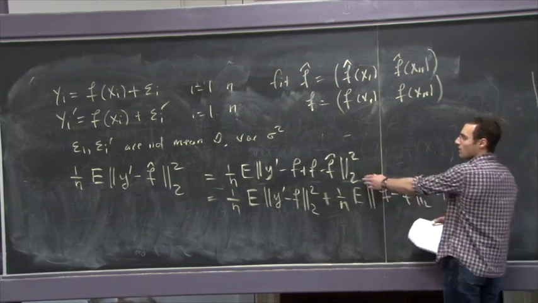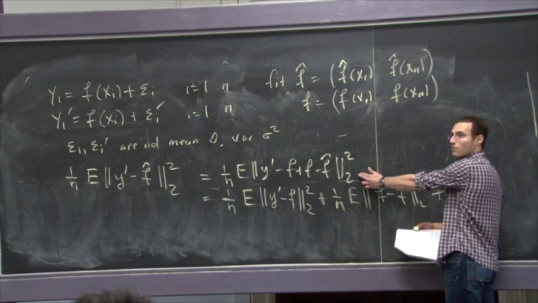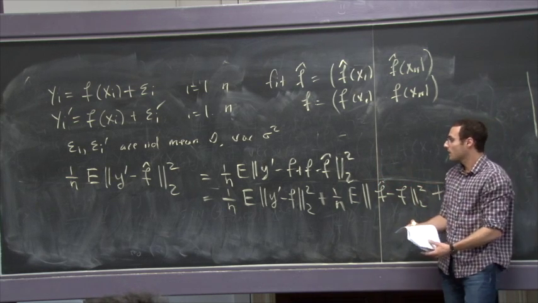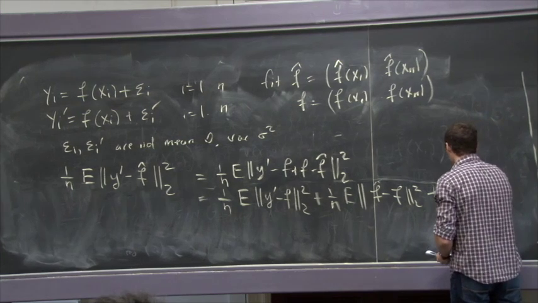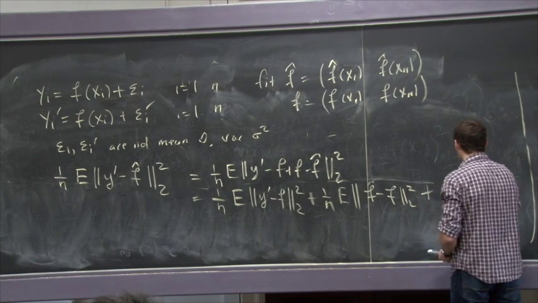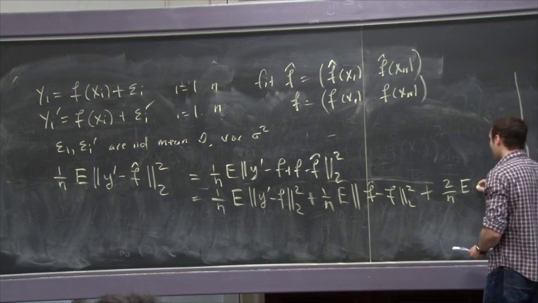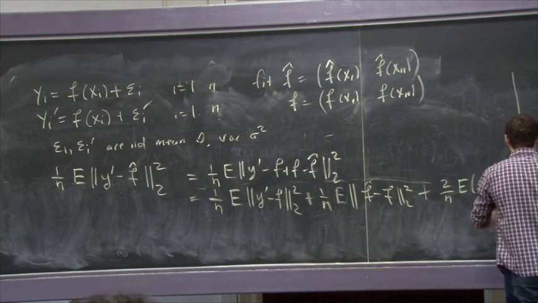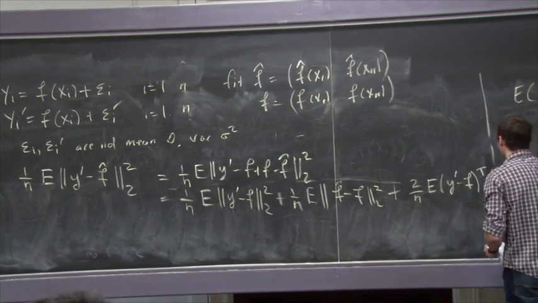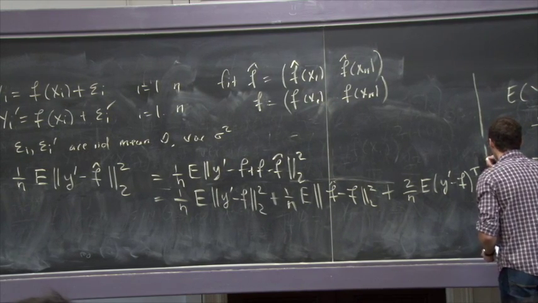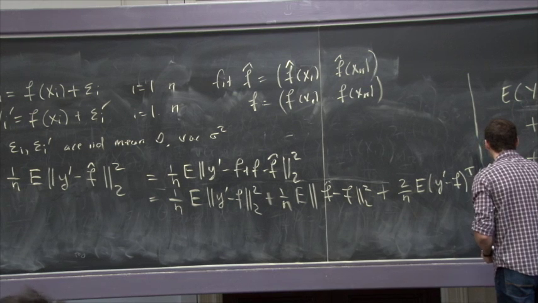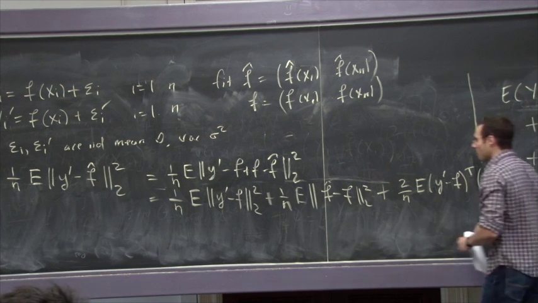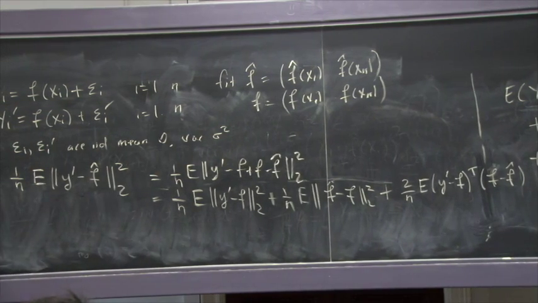By the way, do people know what this notation means? This is just the L2 norm of a vector, right? So it's the sum of the squared components. This is exactly what I had before, just treating everything as vectors. So what does the cross term look like here? It looks like 2 over n times the expectation of y prime minus f transpose f minus f hat. Okay, I claim that cross term is 0. Why is that cross term 0?